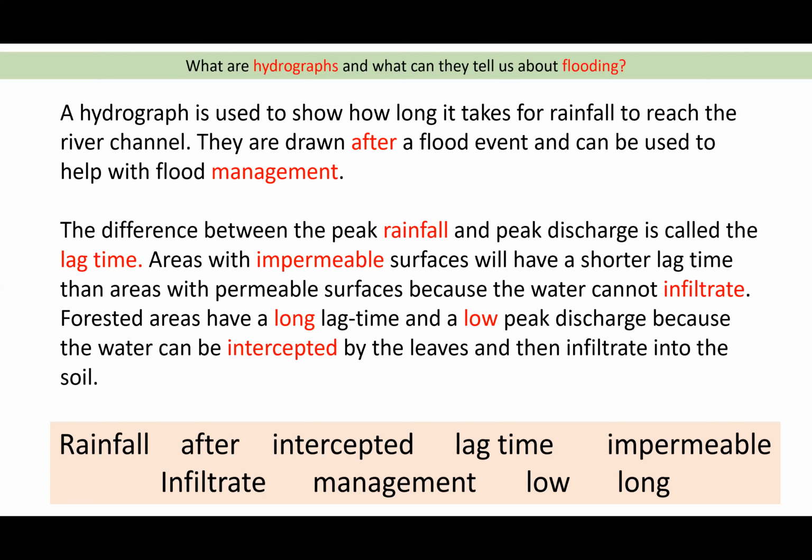So remember, hydrographs might also be called storm or flood hydrographs. They are drawn after a flooding event to help planners with flood management, and they can be drawn differently, and the way that they are drawn gives you an idea about what the area might have been like. So a short lag time and a high peak discharge is likely to have been maybe in an urban area with impermeable surfaces, or an area with low vegetation, or have steep valley sides, or be a smaller drainage basin, would have a shorter lag time.